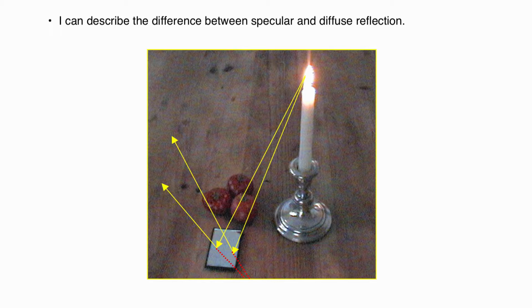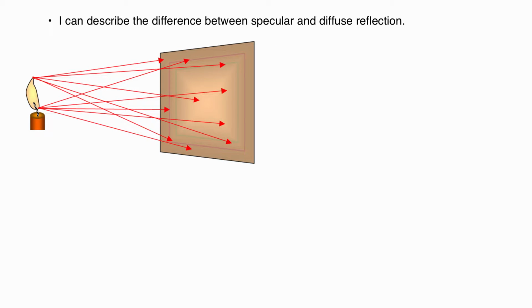So what we need to do is understand the difference between specular and diffuse reflection. I've shown here a candle, and you can see light rays coming from every part of it, going to every part of that screen. And again, we haven't shown all of them, we've just shown some of them. They bounce off the screen, and then we see the screen because those light rays have bounced off and come to our eyes. But it's not a mirror, it's just a cardboard screen, let's say.